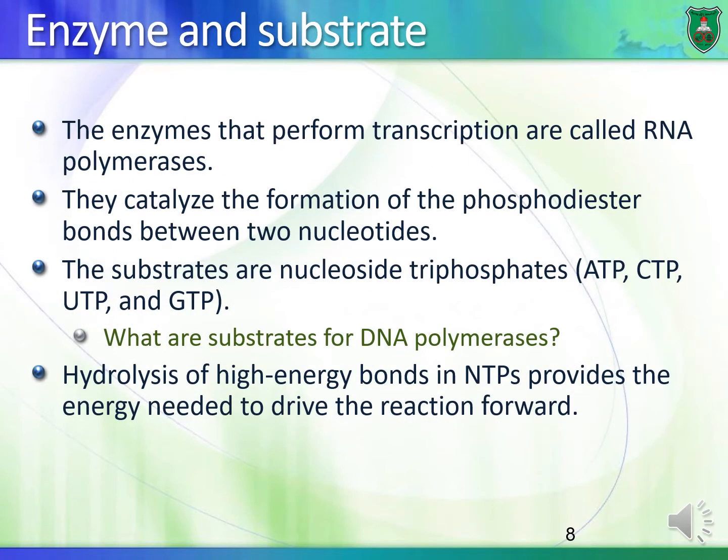So what enzyme do we need? We need enzymes known as RNA polymerases. And what they do is that they catalyze the formation of a phosphodiester bond between nucleotides, and the substrates for these enzymes are nucleoside triphosphates, ATP, CTP, UTP, and GTP. Okay, now the final product that is attached is basically a monophosphate, and the two phosphates are cleaved off the substrate, generating energy that is needed for the formation of the phosphodiester bond.